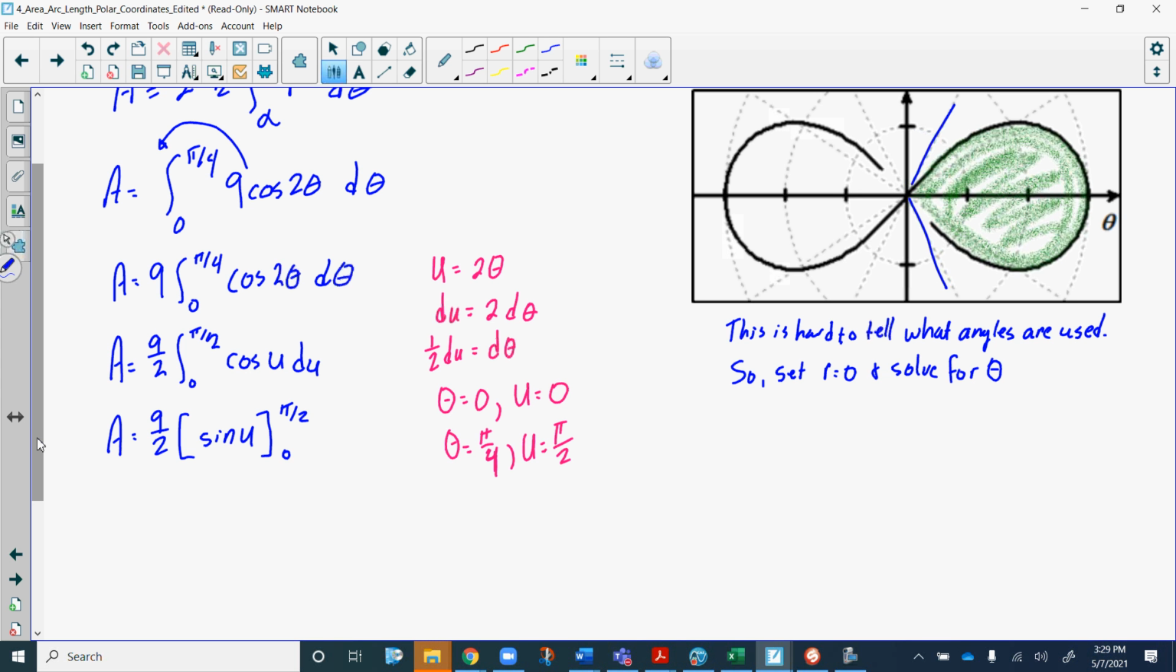So in this case, 0 is going to give me 0, but let's go ahead and do our substitution of our upper and lower bounds. So I'm going to say 9 over 2 times sine of pi over 2. Let me clean that up a little bit.